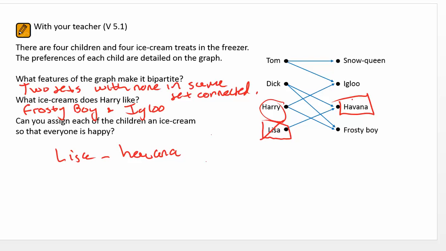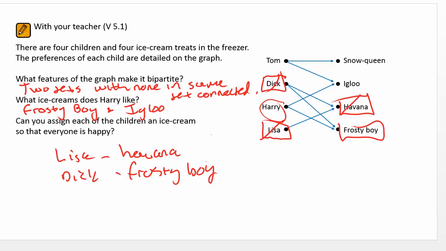Put a strike through those two. Now that means that Dick, who also likes Havana's, will only be happy now if he gets a Frosty Boy. Dick and the Frosty Boy are out of the equation.